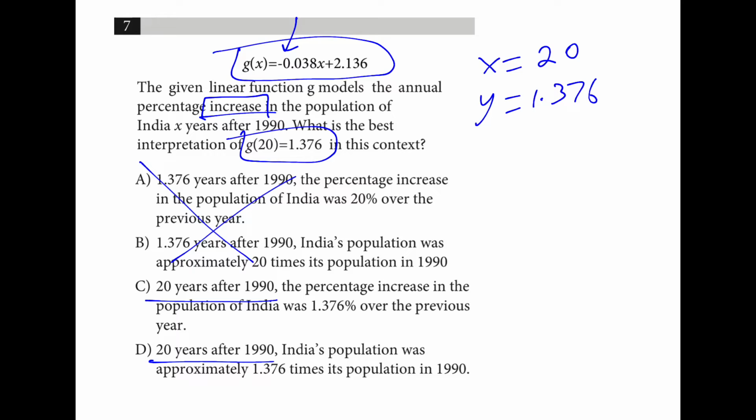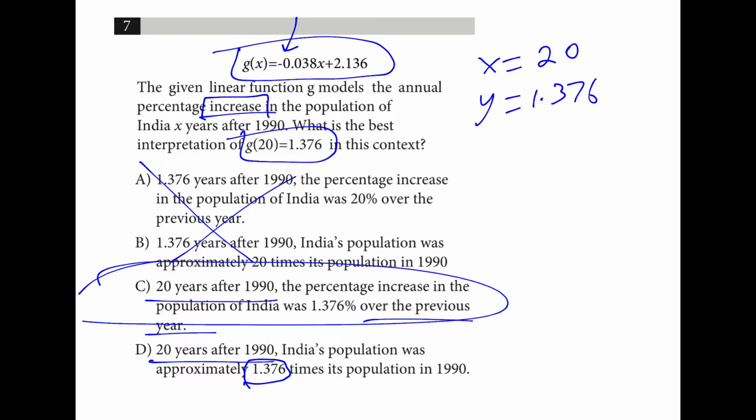And percentages are not cumulative, they're year by year. It's always over the previous year. That's why C is the best answer. And if we say 1.376 times, that's actually a 37% increase. So this is the correct answer.